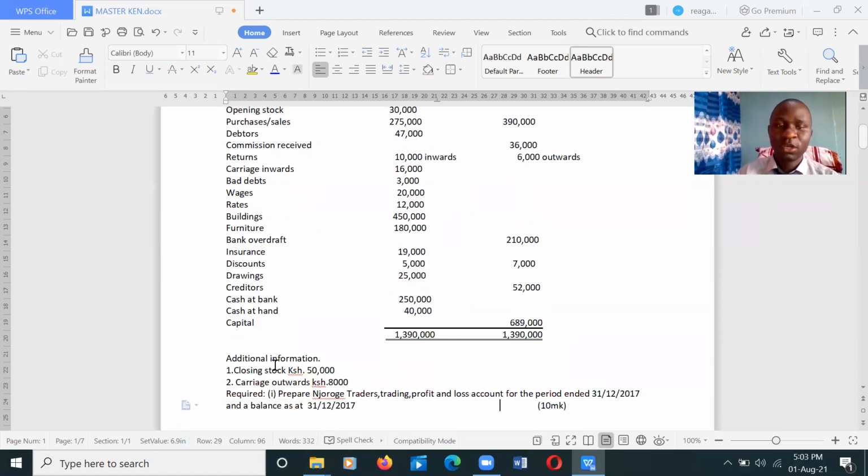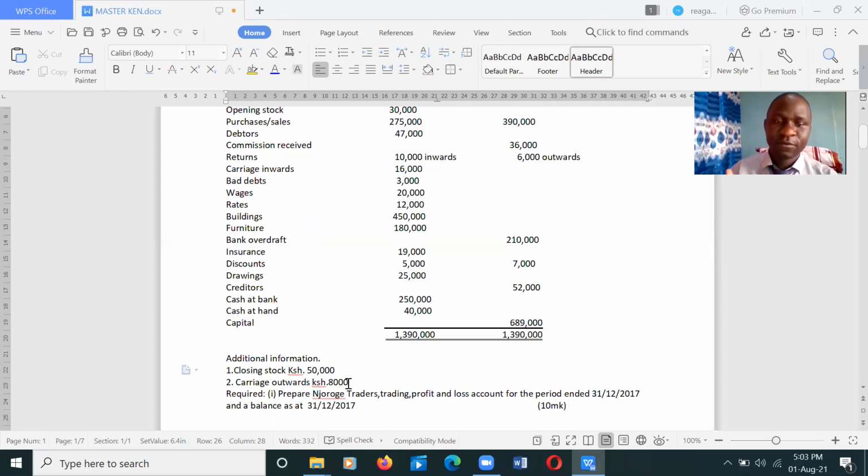Now let us look at the additional information. The question has additional information. Additional information is very important. For example, we have closing stock. So at the end of the trading period, Njoroge traders remained with 50,000. And then we look at another thing, which is carriage outwards.